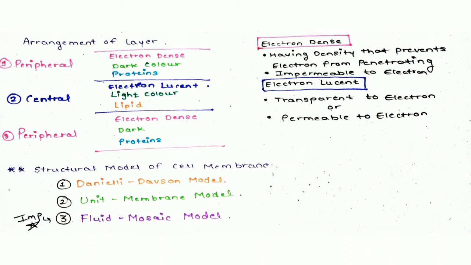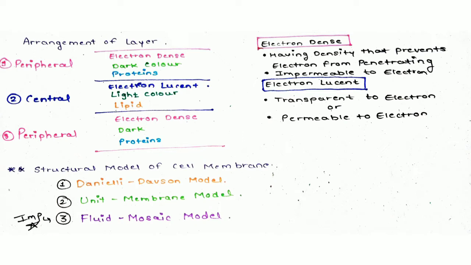So what exactly is electron dense or electron lucent? Electron dense, as the name suggests, has a density that prevents electrons from penetrating that layer. As no electrons penetrate, it appears dark in the electron microscope, whereas electron lucent is transparent to electrons, so it appears light. Basically it is permeable to electrons, whereas the electron dense layer is not permeable to electrons, meaning impermeable.